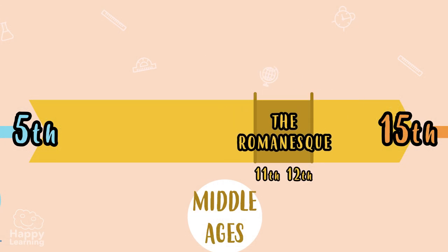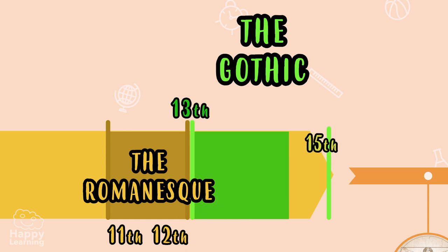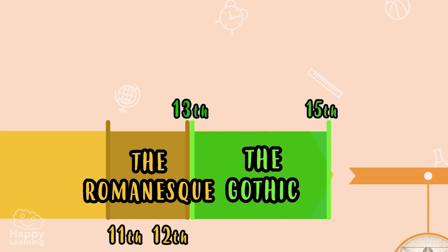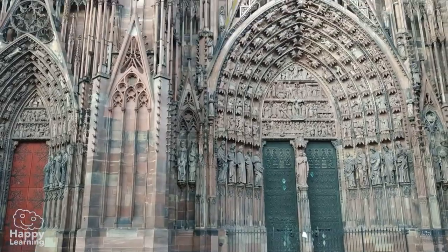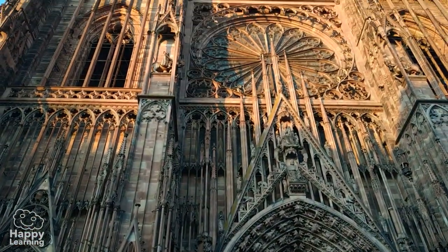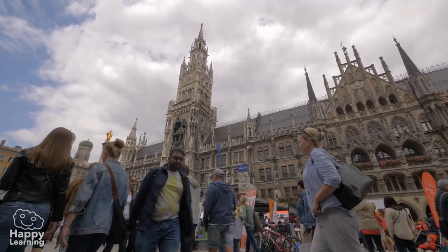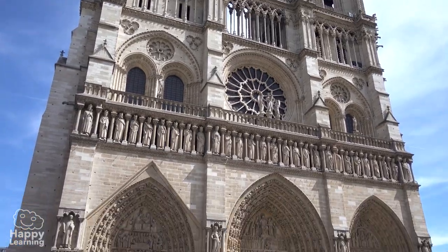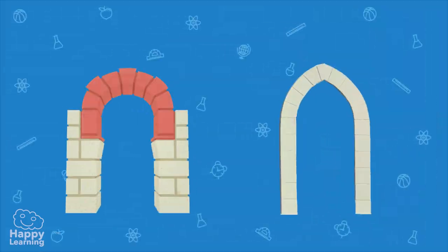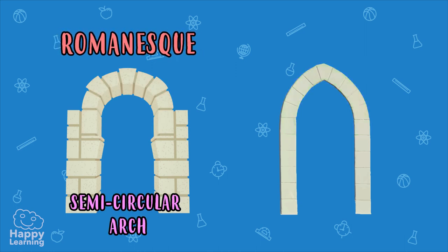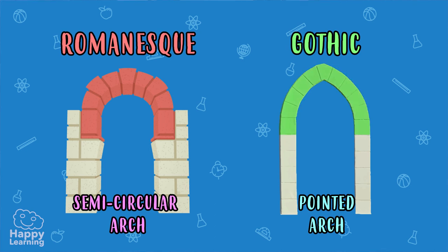After the Romanesque comes Gothic art, which spanned from the 13th to the 15th centuries. In the Gothic period, buildings were getting taller and taller because they believed in doing so, they were getting closer to God. Everything pointed to the sky, even the arches, which are now pointed. Look at the difference between a Romanesque round arch and a Gothic pointed arch.